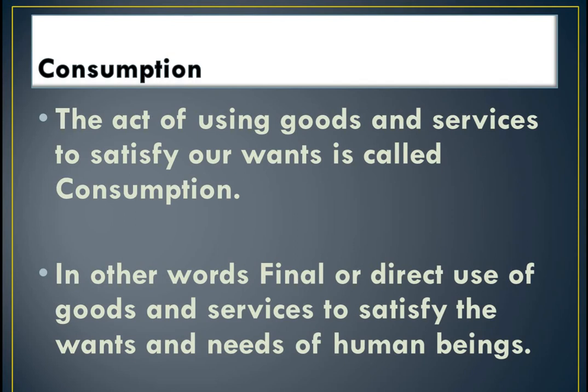It's an act, which means it's a process. We are going to satisfy our needs by purchasing goods. Goods means any things which are there in your home, near to you. These are called goods and services, which will satisfy you. In other words, we can say that it is the final or direct use of goods and services to satisfy the wants and needs of human beings. So it's the direct usage. We are satisfying our needs or wants directly by using the goods or services. So hopefully you got the meaning of consumption.